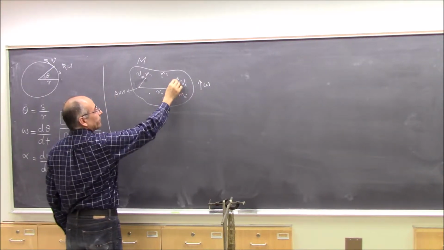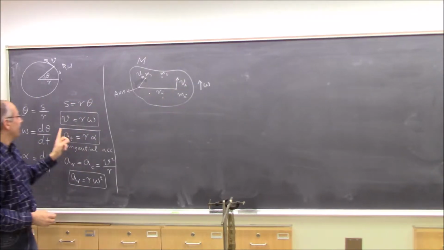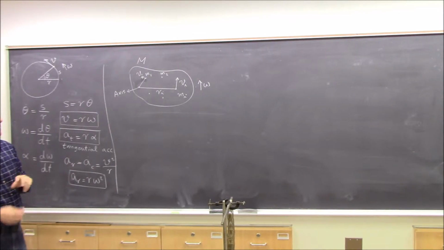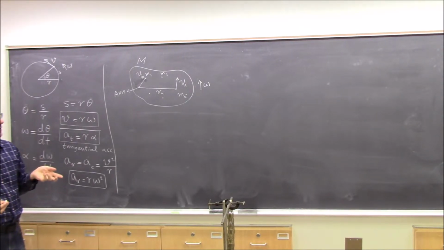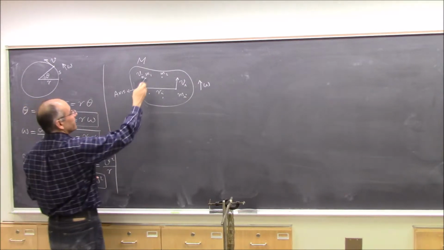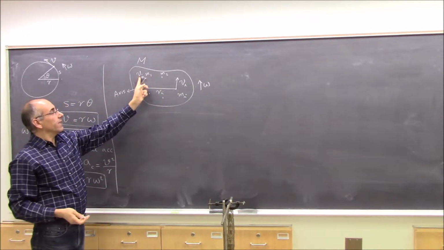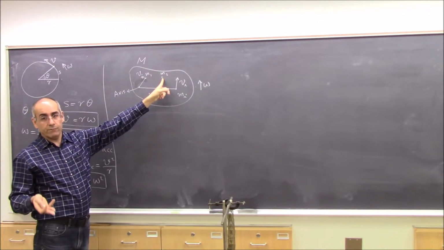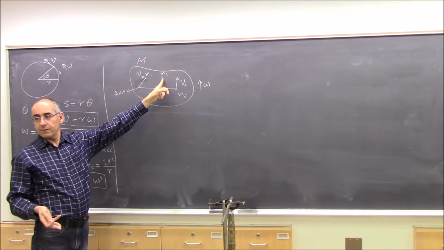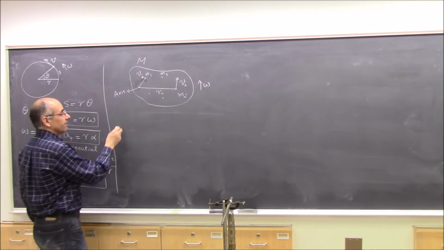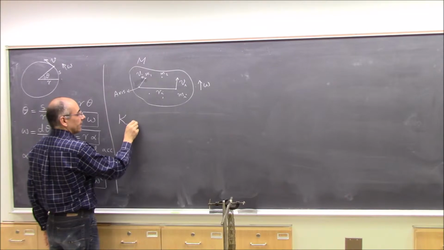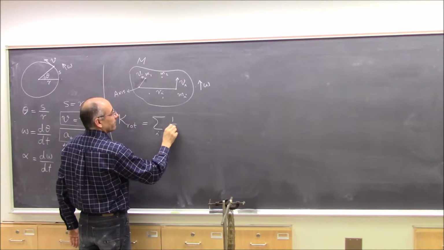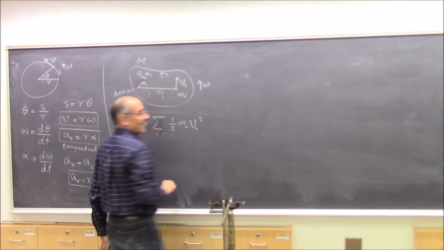This mi moves at the speed vi, and v is r times omega. vi is ri omega. So if I want to find all the kinetic energies, the kinetic energy of the first one is 1/2 m1 times v1 squared. The kinetic energy of the second one is 1/2 m2 times v2 squared, and so forth. If I add all of them, the total kinetic energy for rotation is equal to the sum over i of 1/2 mi vi squared.